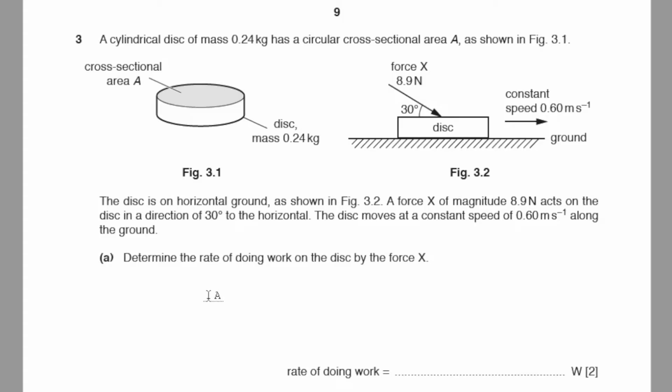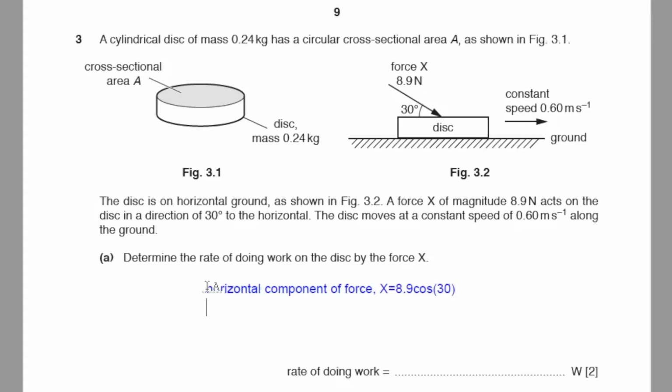So rate of work done is power. So power is equal to force into velocity. So here we have got both these two quantities, force and velocity, but they are at angles. So we must first get the horizontal component of force X, means the horizontal component of force 8.9 newtons, which is going to be 8.9 into cos 30. So I'll write horizontal component of force X is equal to 8.9 into cos 30.